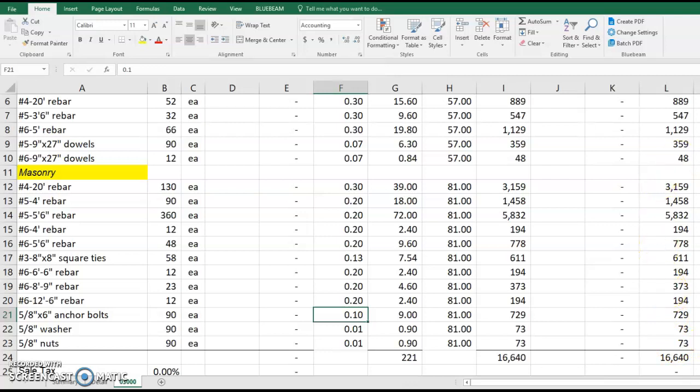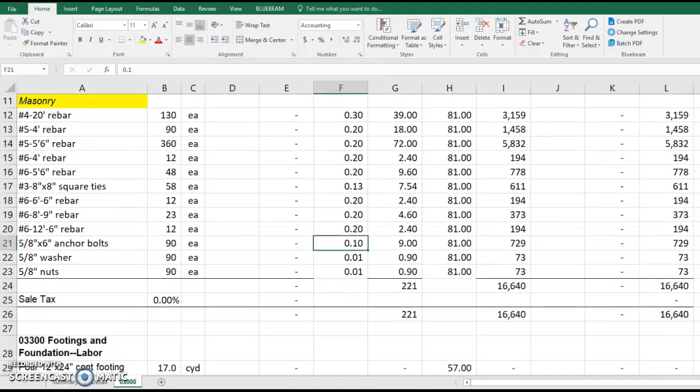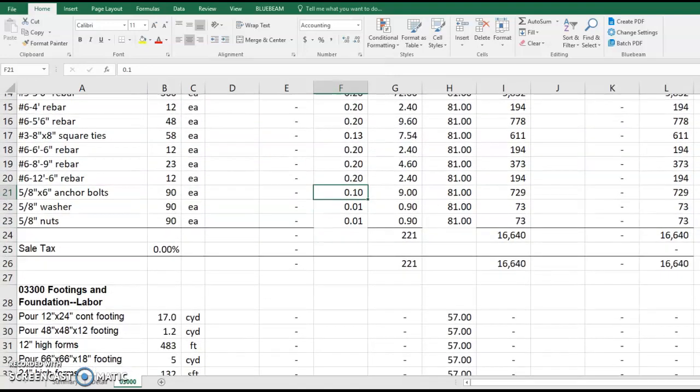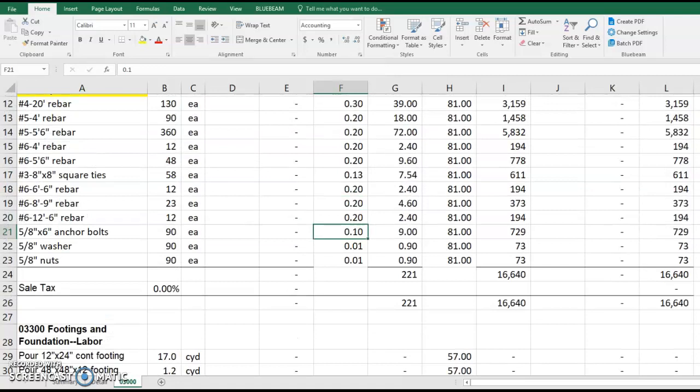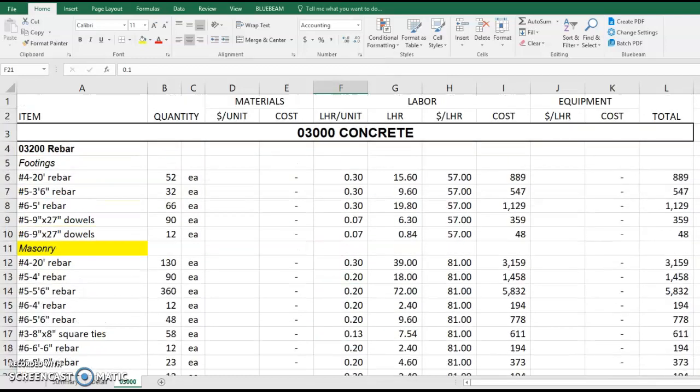So take a look at this. Our rebar alone is $16,640. And that's just for your footings and your masonry. And so our concrete, I think that's where we're going to end this right now, because we're about 10 minutes into the video. But your spreadsheets are already filled out.